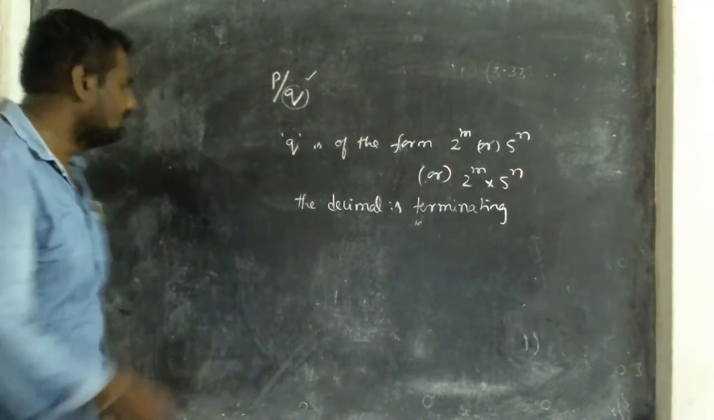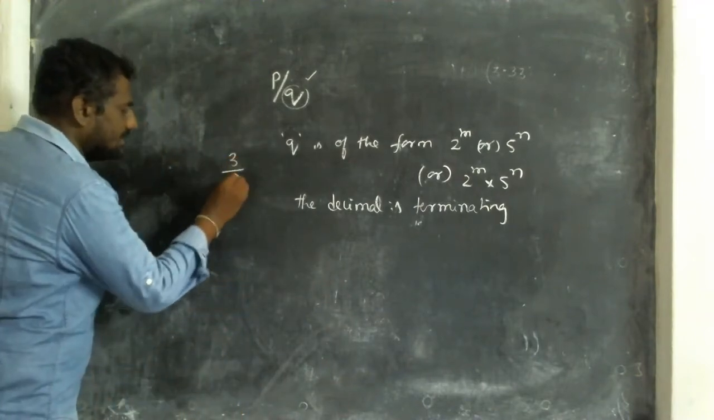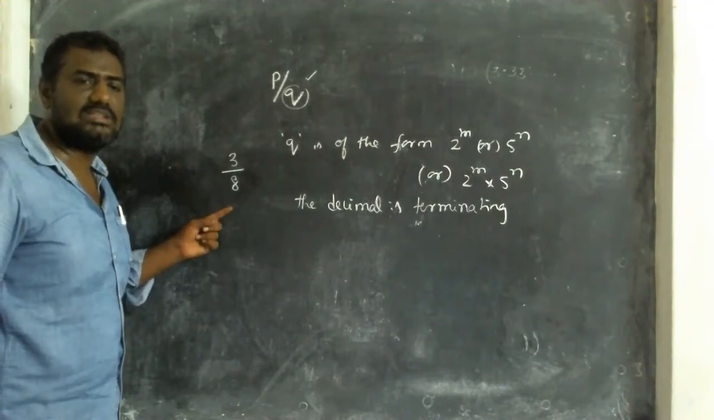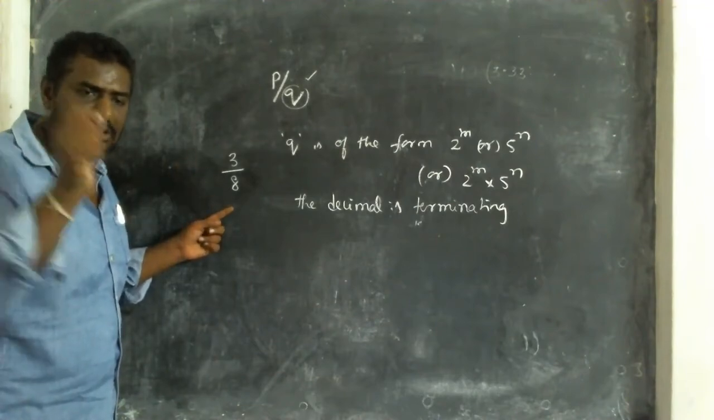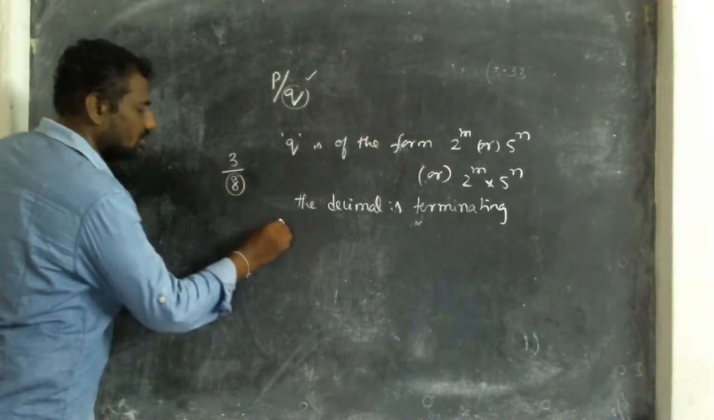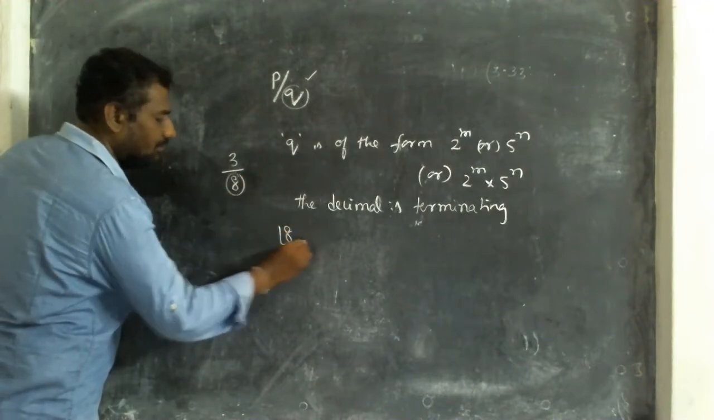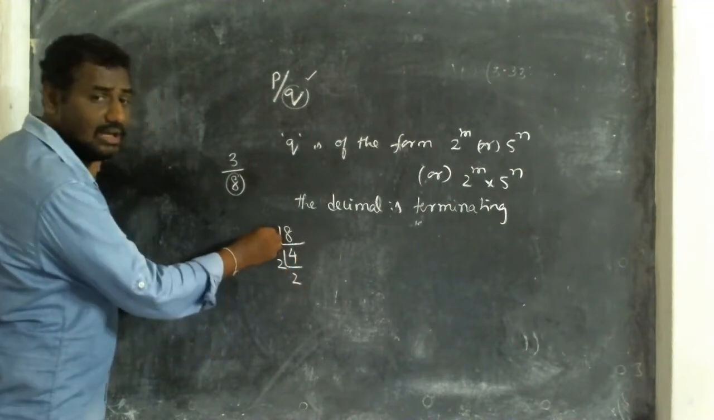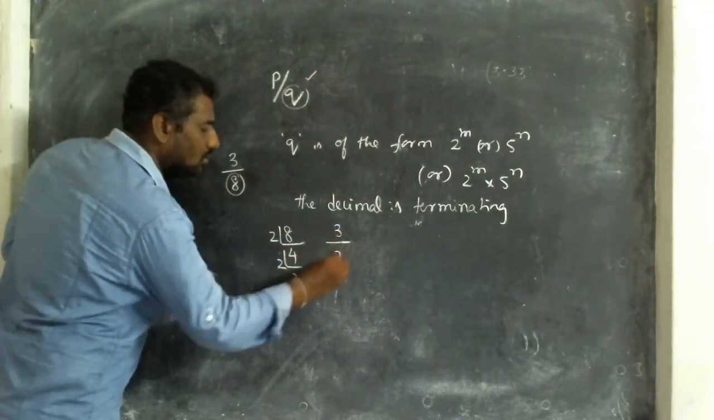For example, 3 by 8 is there. Without dividing, I can say that after the decimal, after some numbers it will stop. It is terminating. How can I say? Q, sorry, 8 will go for prime factorization. 2 fours are 8, 2 twos are 4. How many 2s are there? 3. I can write 3 by 2 power 3.